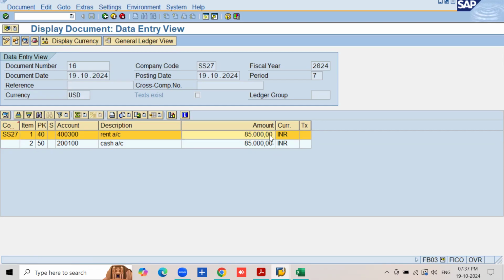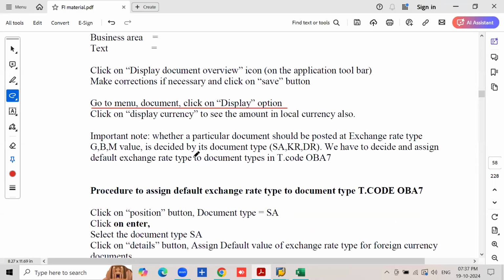85 means the bank buying rate, right? So the system has taken the bank buying rate for the purpose of conversion. So why has the system taken the bank buying rate? Why not the bank selling rate and why not the bank average rate? See, I have given one important note.